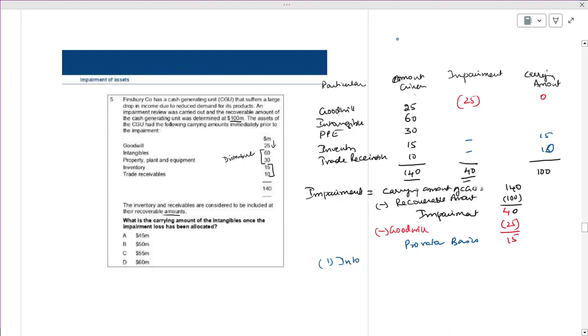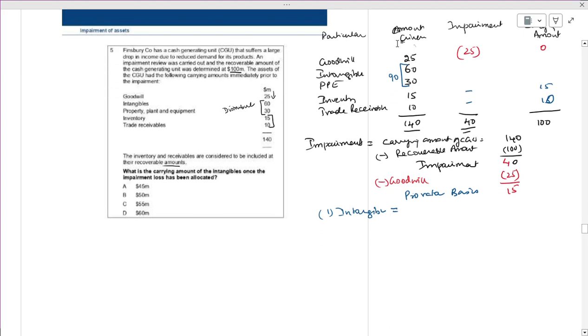Intangibles. The total of intangibles and property, plant and equipment is 90. How do we do it? What is the fraction we have to take? For intangibles, 60 divided by 90, multiplied by 15. How much will you get?